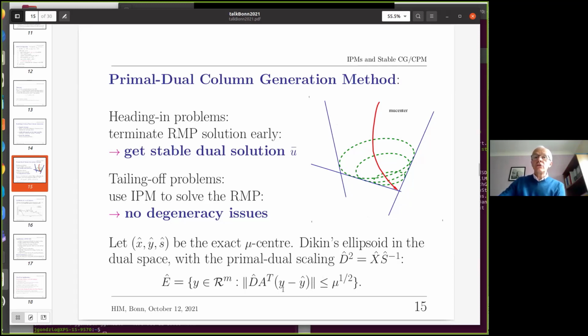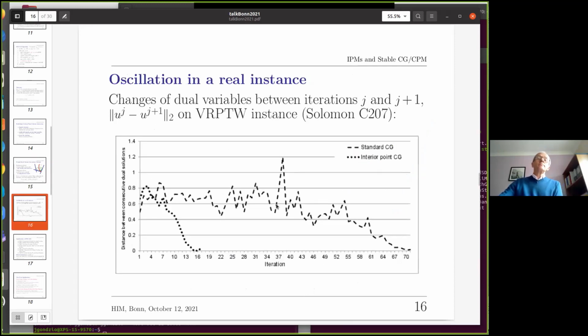Of course, the ellipsoid decreases when the barrier term goes to 0, which is also pictured here in this figure. If we use this scheme, that is, we use interior point methods to solve restricted master problems, we see an immediate advantage. Here's a particular problem, the vehicle routing problem with time windows from the Solomon collection, which is solved by the standard column generation, which used Cplex and went to optimality when solving every restricted master problem. And the dotted line indicates the behavior of the interior point method.